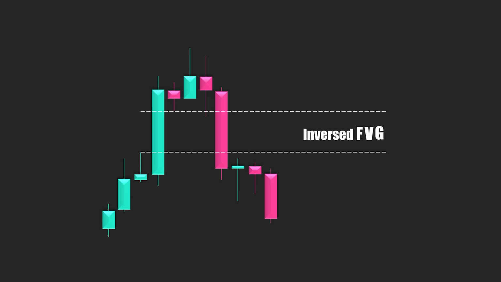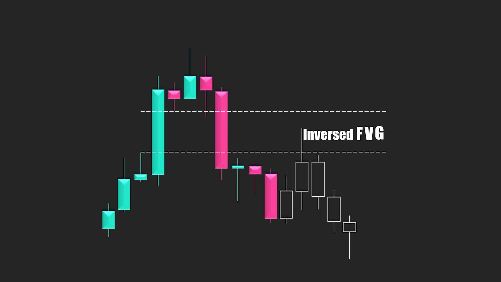An inversed fair value gap occurs when the market neglects the original FVG, breaking through it instead of respecting it. This shift transforms the FVG into a new type of zone, changing its role from a supply or demand zone into its inverse counterpart, depending on the direction of the breakout. For example, if a bullish FVG is broken to the downside, it becomes a supply zone, signaling potential selling pressure. Conversely, if a bearish FVG is broken to the upside, it shifts into a demand zone, indicating possible buying interest.